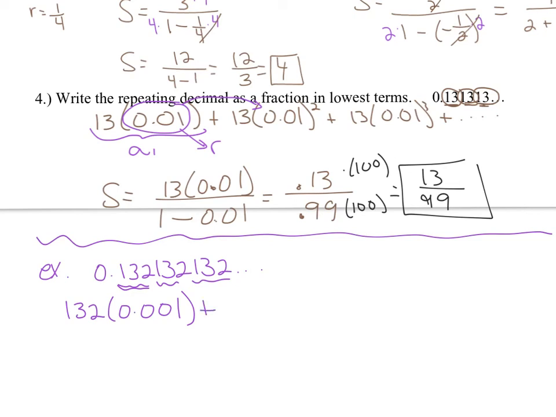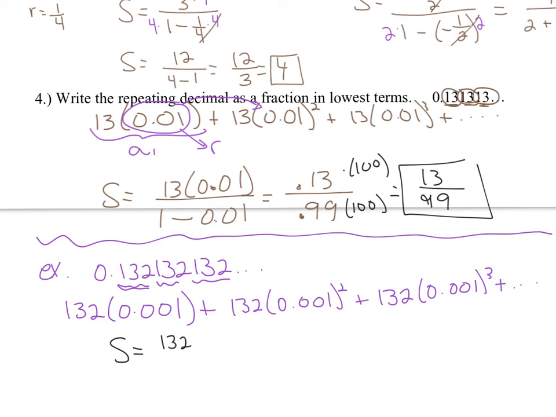I'm going to add on 132 times 0.001 squared, multiplying the first term by that ratio. Then 132 times 0.001 cubed, and then again that goes on indefinitely. So plugging this into the formula, the first term in this case would be 132 times 0.001, and then 1 minus the ratio, which is 0.001.